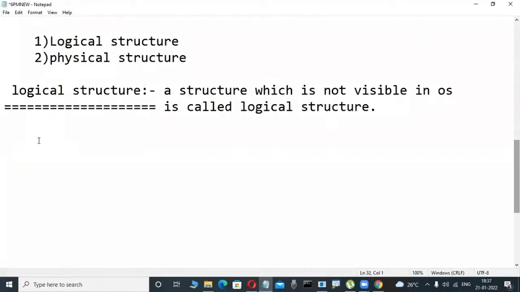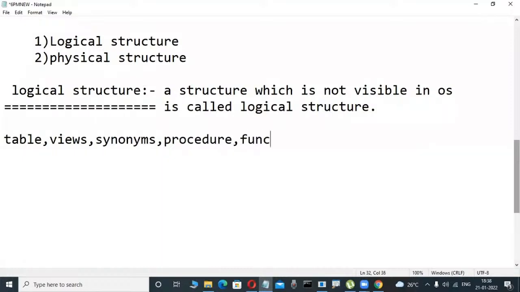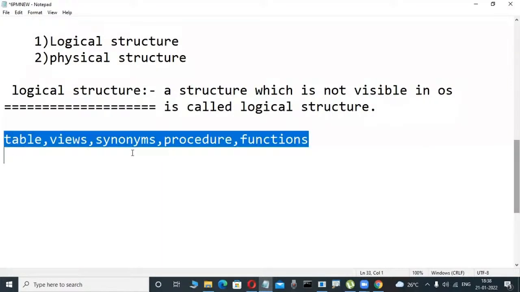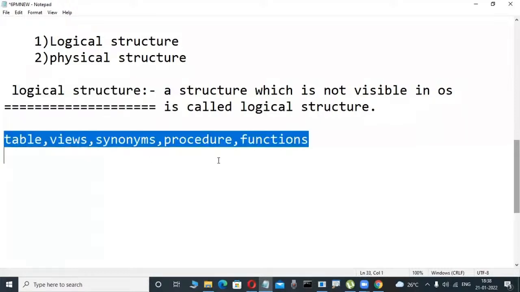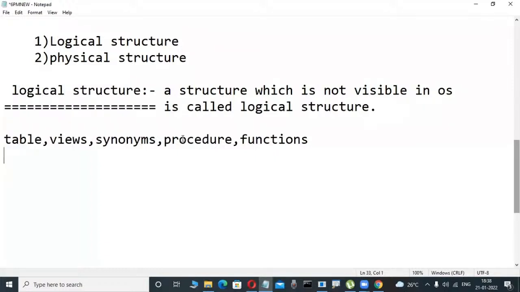But in this logical structure only, developers are working. Suppose I'm a PL/SQL developer, you are a SQL developer, Java developers, .NET developers, Python developers, ETL developers. These all persons are working in the logical structure. That logical structure contains tables in Oracle, SQL Server, MySQL. Views, synonyms, indexes are there. These are all database objects. Procedures, functions, triggers, packages, so many things. These are all logical structure, not visible in the operating system.